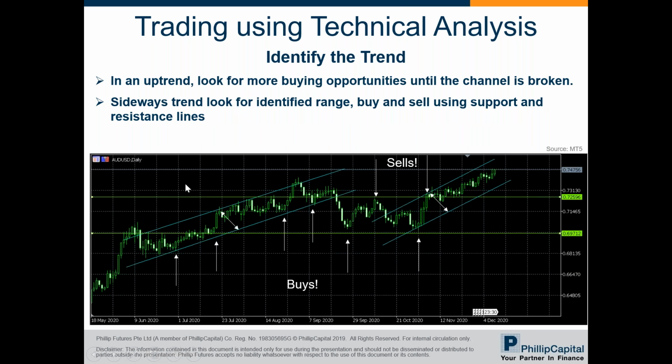This is the Aussie dollar daily chart. You can see that there was an uptrend from June. It was an uptrend for a while, and then after it broke, it ran out of steam or momentum, if you call it, and went into a sideways trend for a short while. If you can see the arrows here, this will be a good place to buy. Here also a good place to buy. Here a good place to buy. Here a good place to buy.